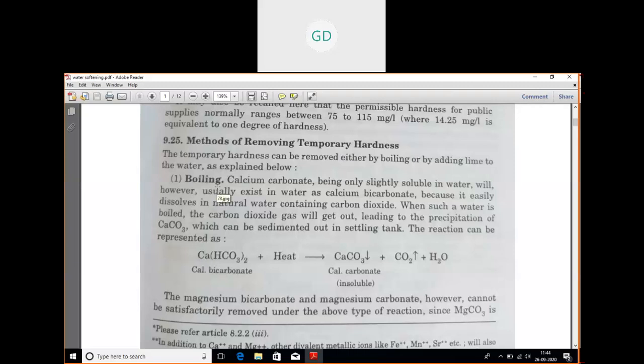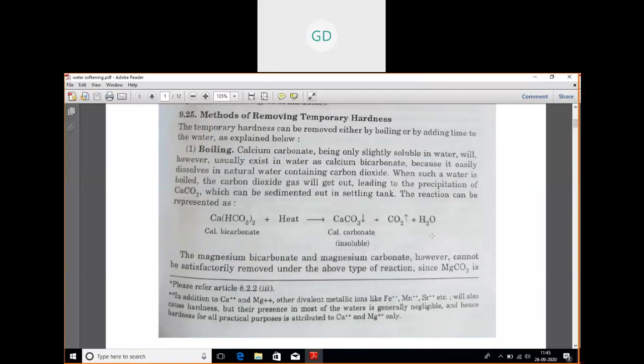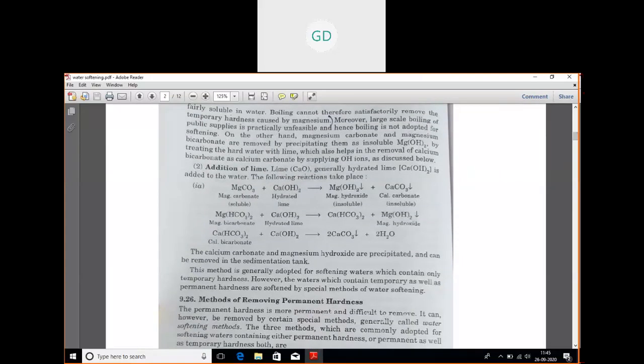There are two types of hardness: one is temporary hardness and the other is permanent hardness. So how to remove the temporary hardness? Number one is boiling. This boiling you write down in your copy. It's not that long. Then the chemical equations also you write down. Then after boiling, one more is the addition of lime.